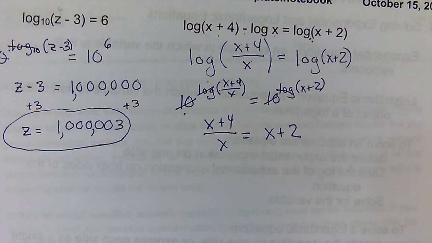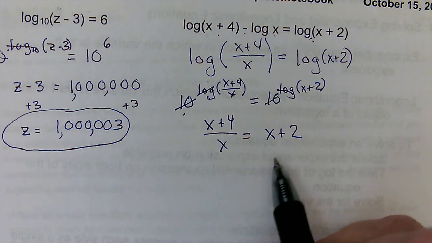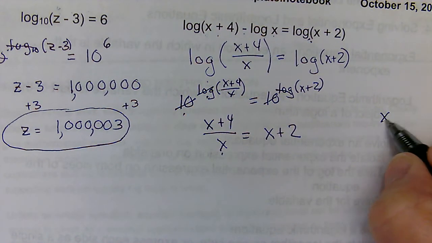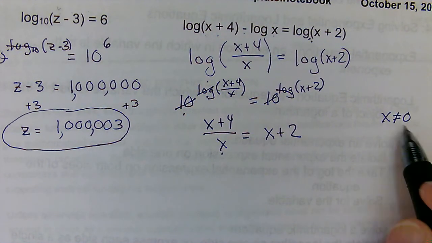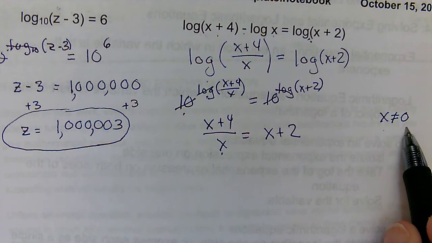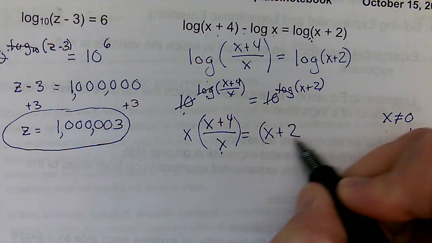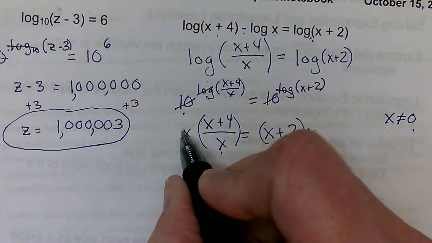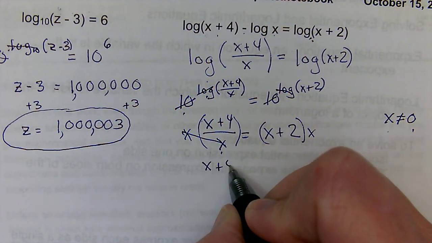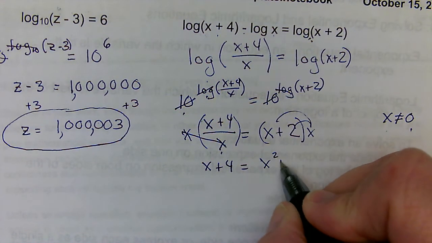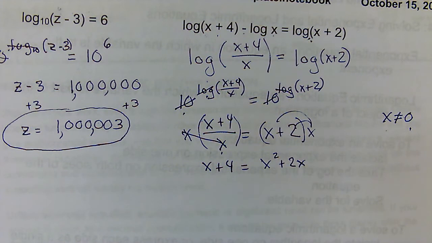So now it's not a logarithmic equation anymore because it doesn't have a log in it. But when we have an equation that looks like this, first we want to get that x out of the denominator. It's important to remember, though, that since x was in the denominator, you have a restriction that x cannot be 0 in your final answer. So to get x out of the denominator, I'm going to multiply by x on both sides. So on this side it cancels and I'm left with x plus 4. On this side I distribute and I get x squared plus 2x.